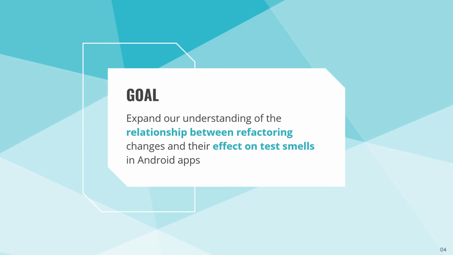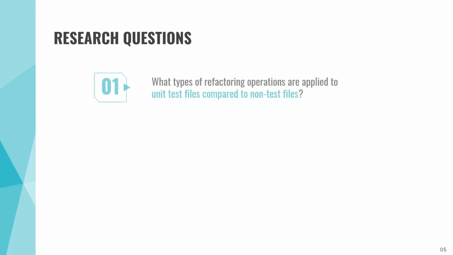Hence, the goal of our study is to understand how refactoring activities influence the stability of test smells in Android apps. To arrive at our goal, we look to answer three research questions. The first looks into the type of refactoring operations applied by developers to test and non-test files. We want to know if developers treat test files differently from non-test files.